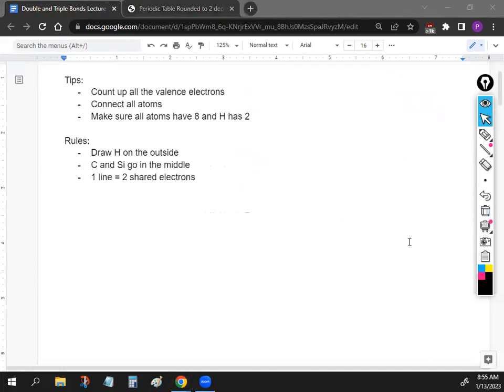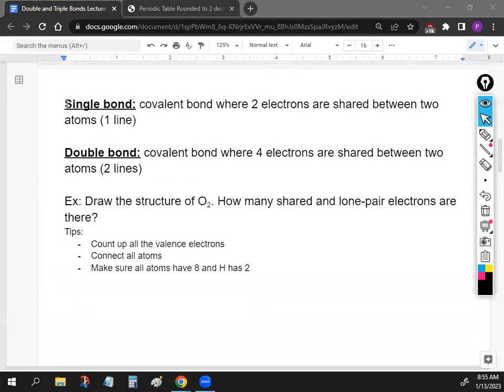Okay. So the lines that we've been drawing so far are called single bonds. This is the super long definition, so if you just want to write the short definition of a single bond, you can think of it like this: 1 line equals 2 shared electrons. So write this part down. A single bond is 1 line between 2 atoms, and it's when you share 2 electrons. All right, so that's a single bond.